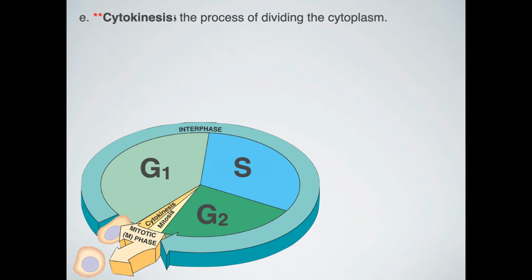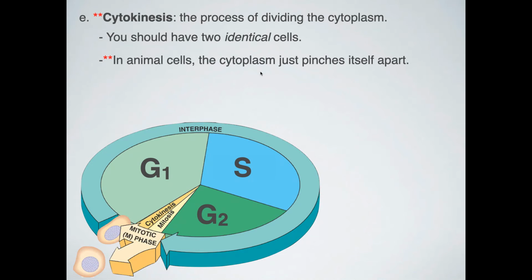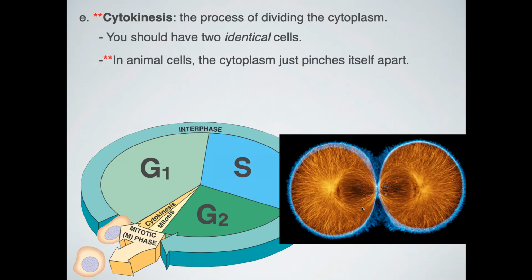Now, the last step is cytokinesis. That is the process of dividing the cytoplasm, and you should now have two identical cells. In animal cells, the cytoplasm just pinches itself apart. So you can see that right here. We have two genetically identical cells, and they just kind of pop apart.